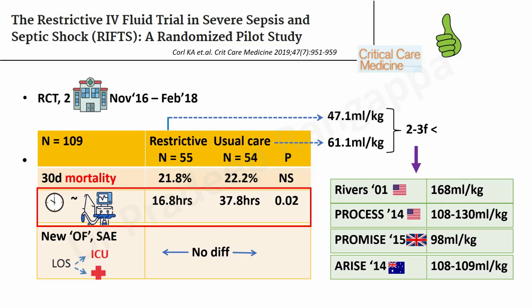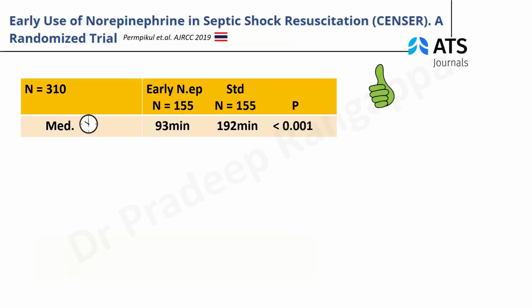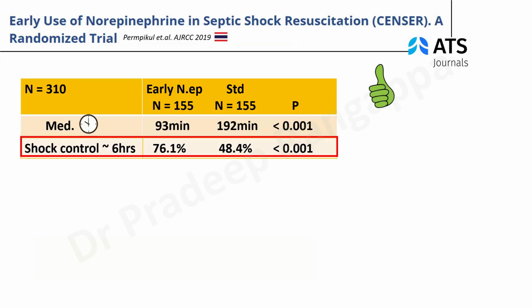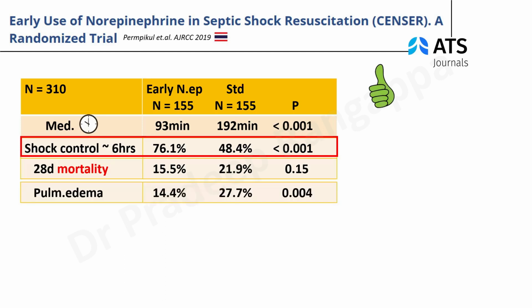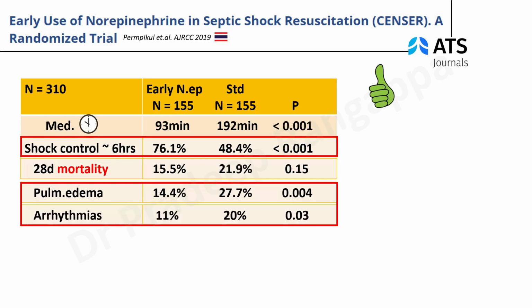Ultra conservative fluid strategies, which are being shown in these studies, did not show any effect. So this led to the whole concept that early norepinephrine has to be used, as opposed to giving more liberal fluids. This was a study which said early use of norepinephrine leads to better shock control as compared to starting norepinephrine much later.